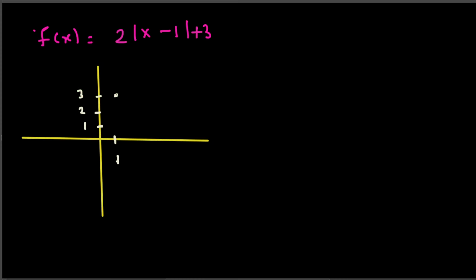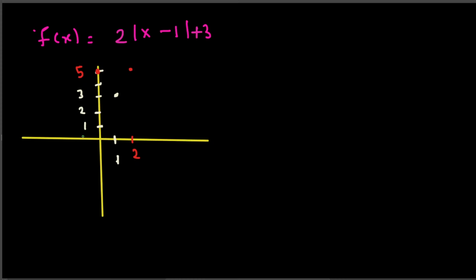Is it opening up or opening down? It's opening up because the value in front of this function is positive. And every time x moves 1 unit, y moves 2 units. Let's say, what's the y value at 0? It's going to be 5, because we have to move 2 units up. So it's going to be 5 when x is 0. Same happens here. When x is 2, it's going to be 5 as well.